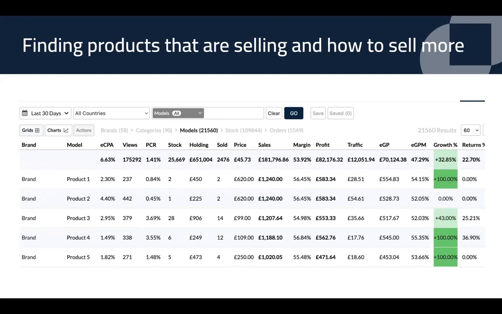Obviously, you don't have unlimited stock. You may only have a few stock in each size, or you have a high stock and high sell through.